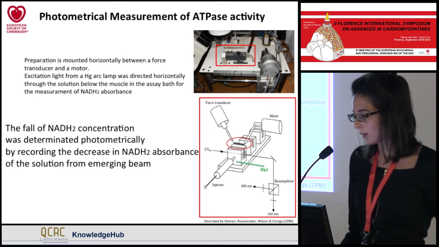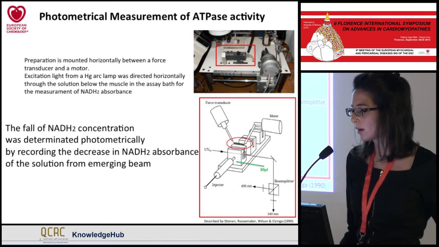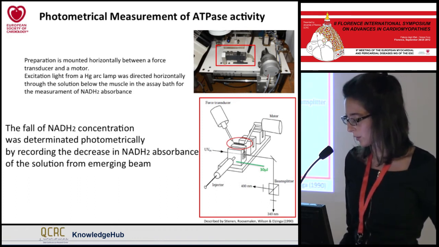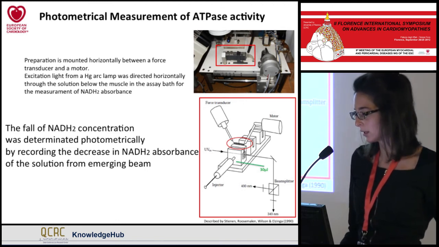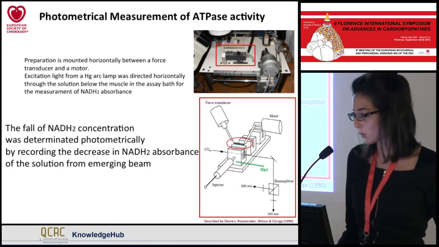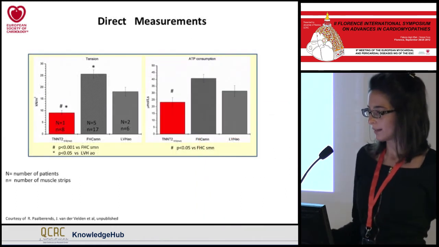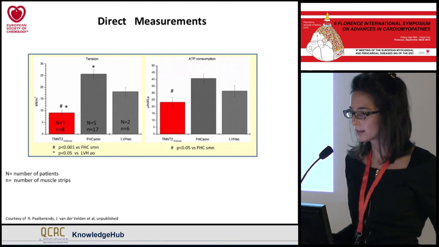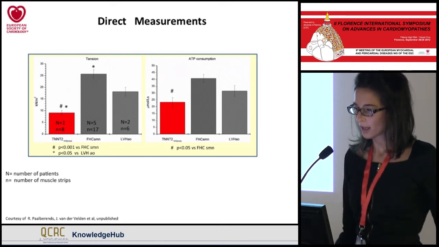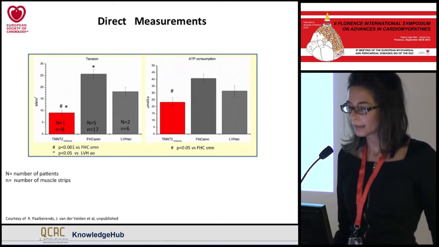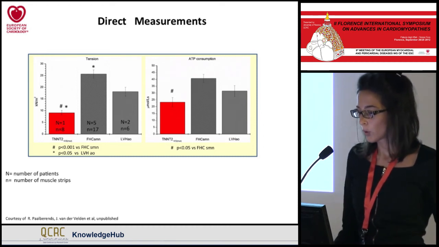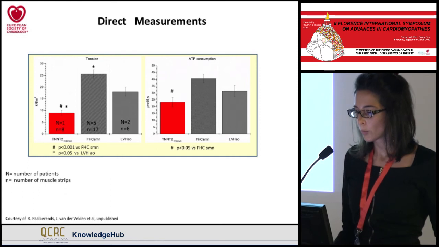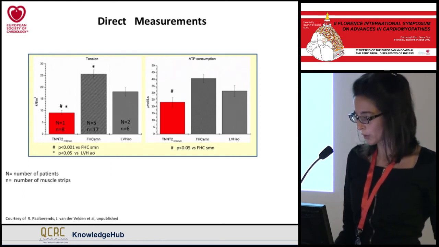The sample is a skinned sample. The measurements are conducted under isometric conditions and the sample is mounted between a force probe and a motor. Those are the results. These are the two direct measurements. The first one is the tension, where we can see clearly that the tension is reduced in the troponin T mutant compared to the two control groups.